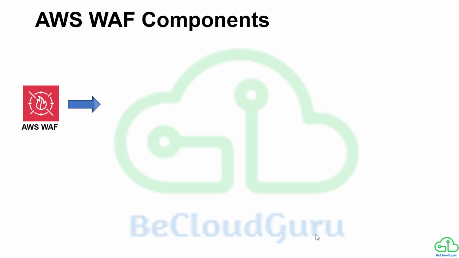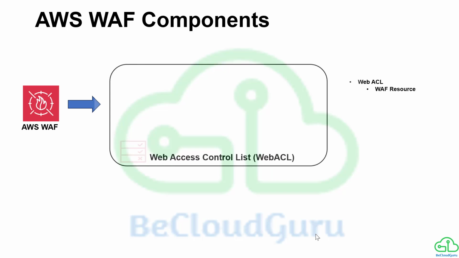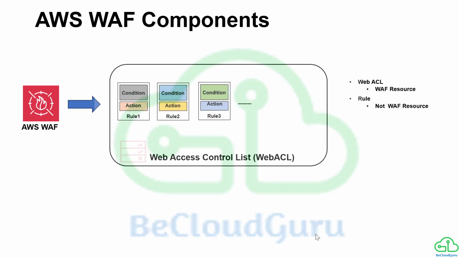So once you configure your AWS WAF, the first component you need to create is Web ACL, or Web Access Control List. Once you create a Web ACL, then you need to define its protection strategy by adding something called rules. Rules have a statement or condition which defines the inspection criteria, and there is an action defined which is taken if a web request matches the condition or criteria in the statement.